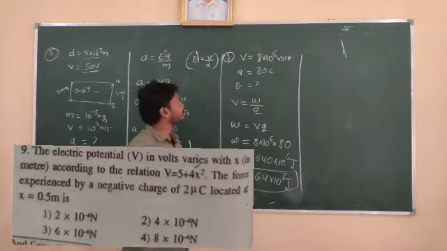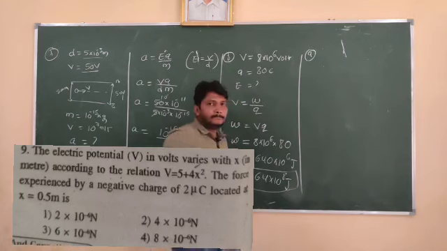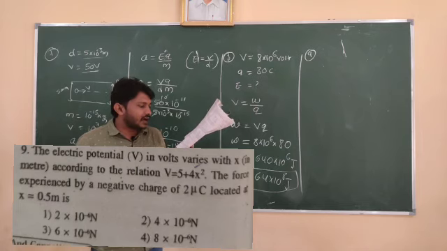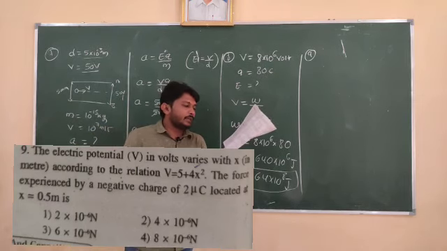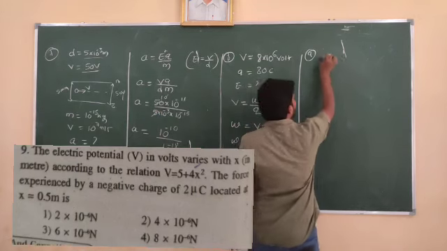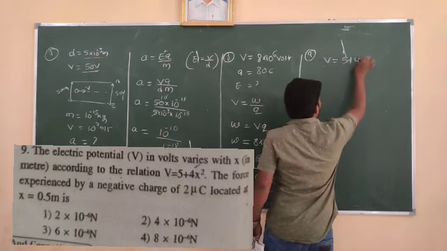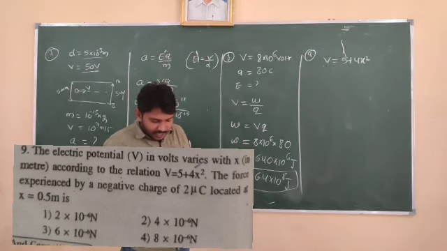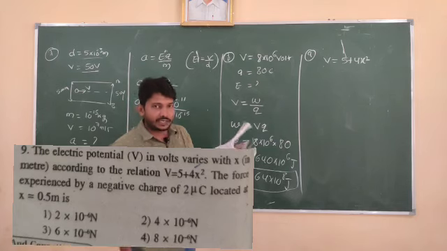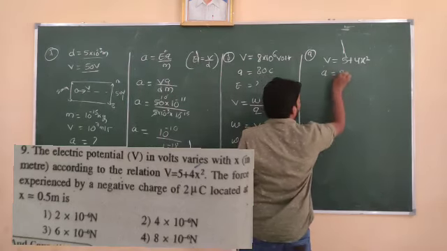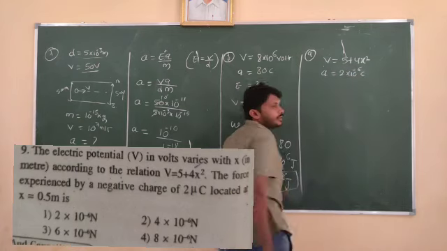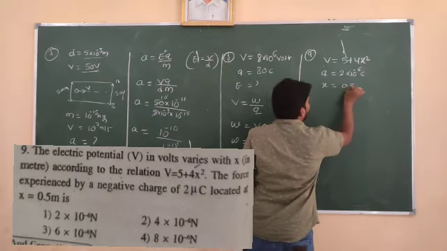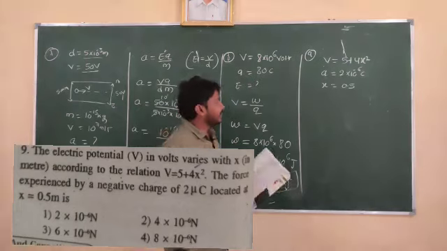So next one. Electric potential in volt varies with x according to the relation V is equal to 5 plus 4x square. They mention the potential in terms of an equation. The force experienced by a negative charge of 2 microcoulomb located at a distance x equal to 0.5 meter. So what will be the force experienced by that charge?